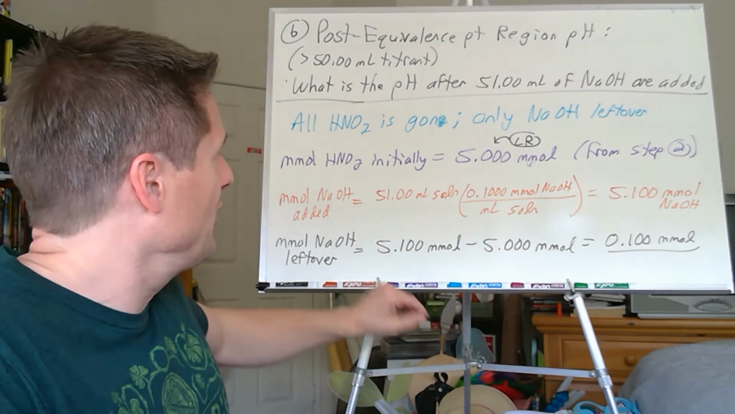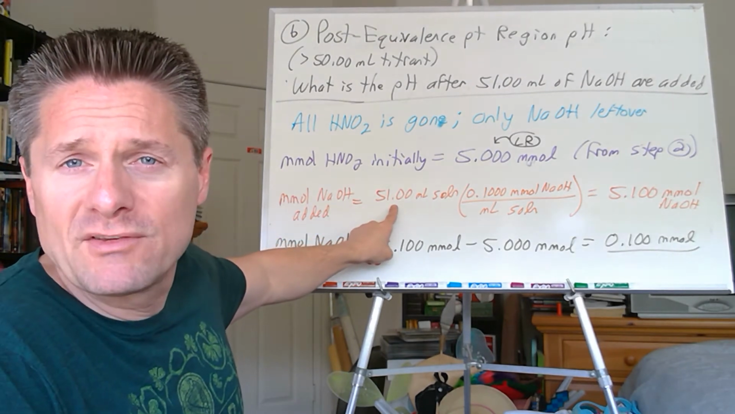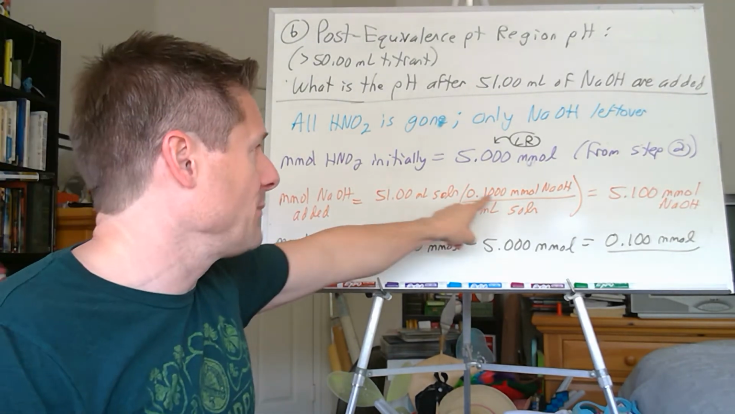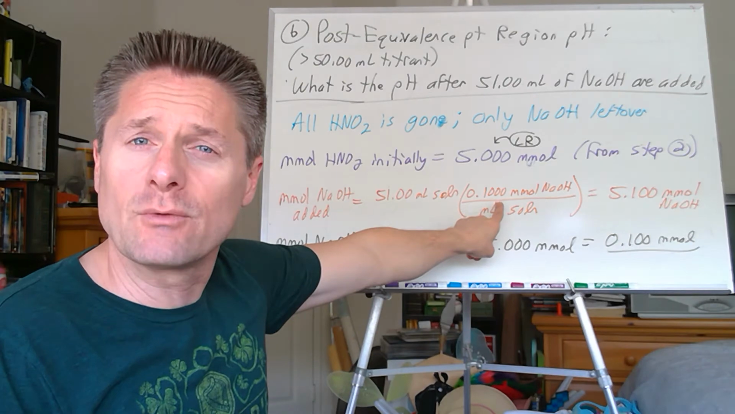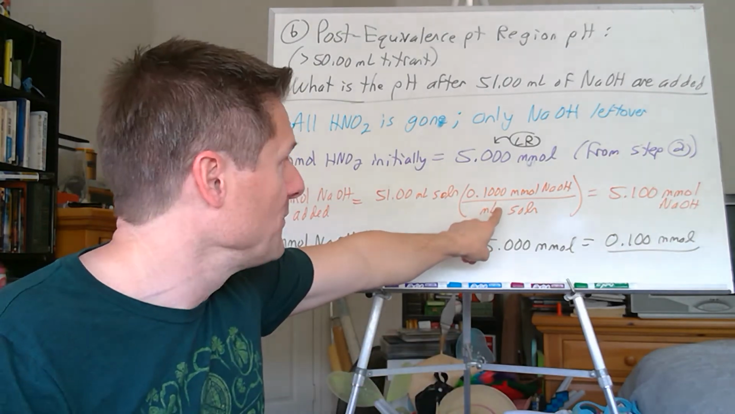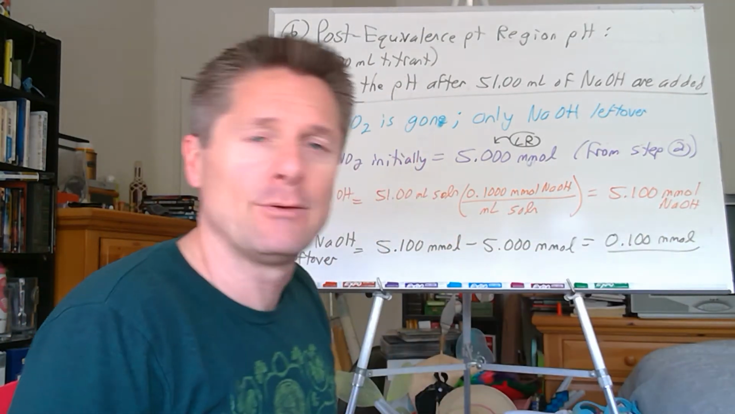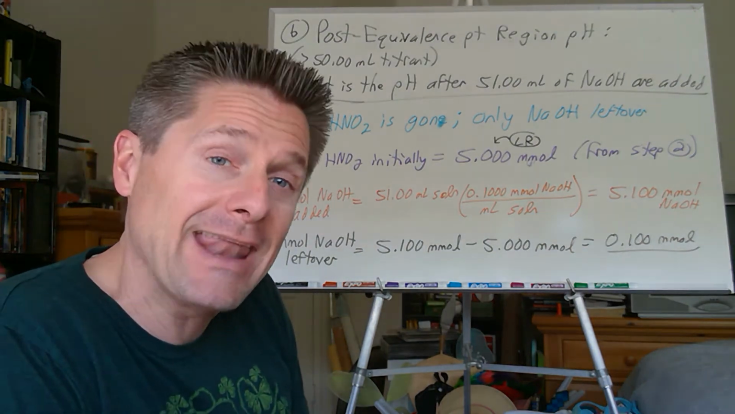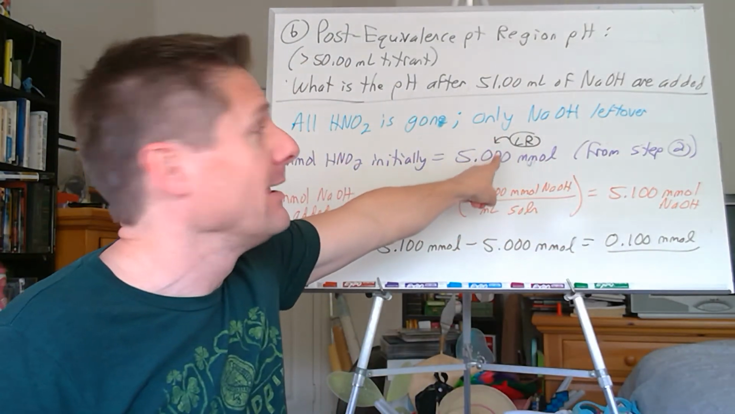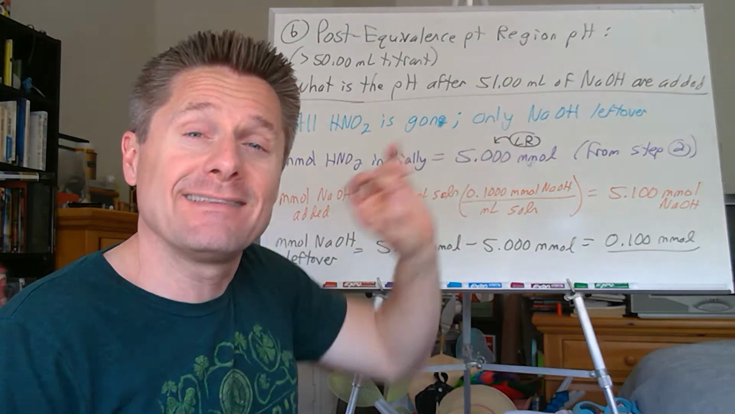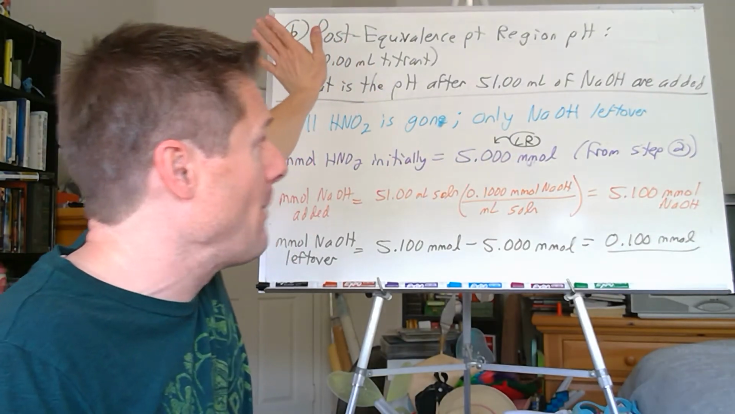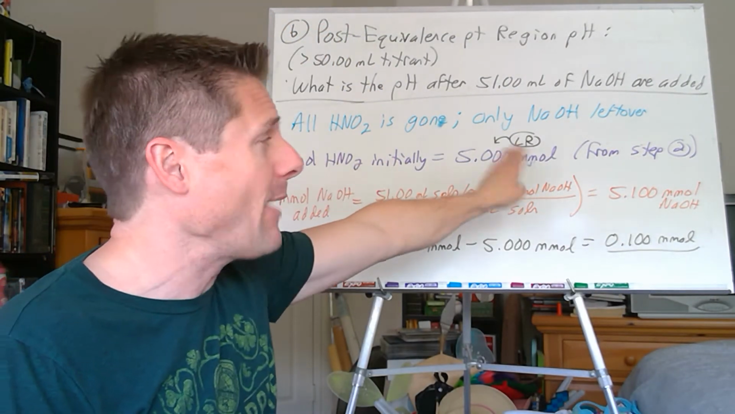Well, how much base did we add? Same calculation as step 2. Take the volume, 51.00 milliliters of base solution, times its concentration, 0.1000 millimoles per milliliter. That gives us 5.100 millimoles of base added. Notice that is more than the acid. So the acid's the limiting reactant. Boom! Acid goes bye-bye.